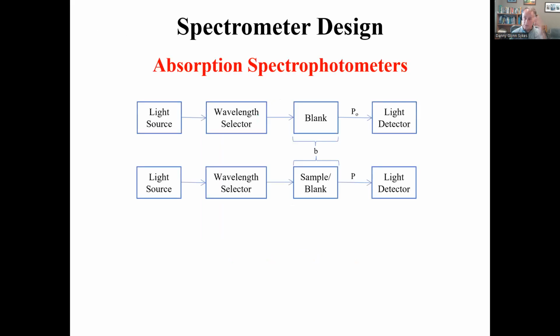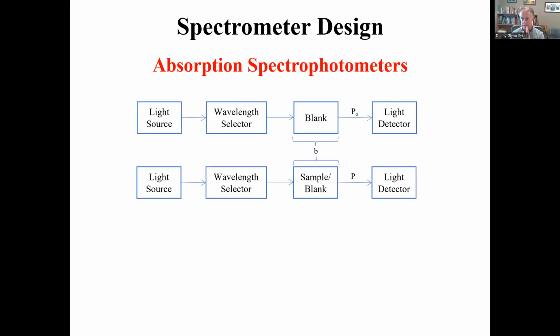What we want to use is the absorption of the photon to tell us something about the molecule. In this case, is it there, and how much is there? Most of our absorption spectrophotometers, anything that uses absorption, like FTIR and UV-vis, use what's called a 180-degree instrument design, where essentially you have the light source, the sample, and the light detector.